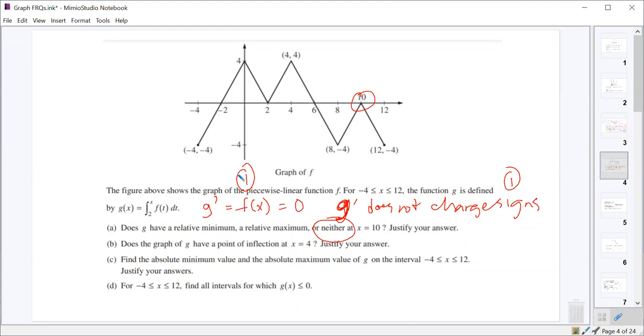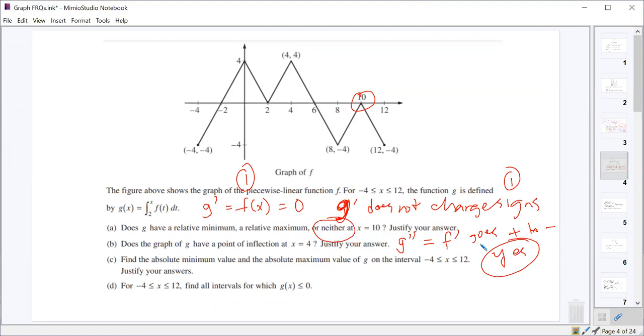All right, part B, we want to know, does g have a point of inflection at x equals 4? That means we're interested in g double prime, which should be f prime. And the question is, does the derivative of f change signs at 4? Well, at 4, f prime goes from being positive to being negative. F prime goes positive to negative. So yes, it does have a point of inflection there. Good or no?